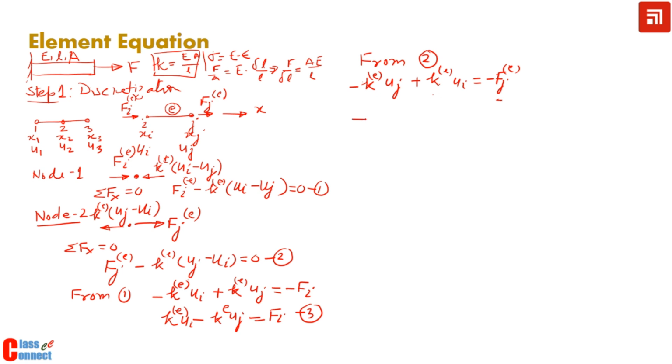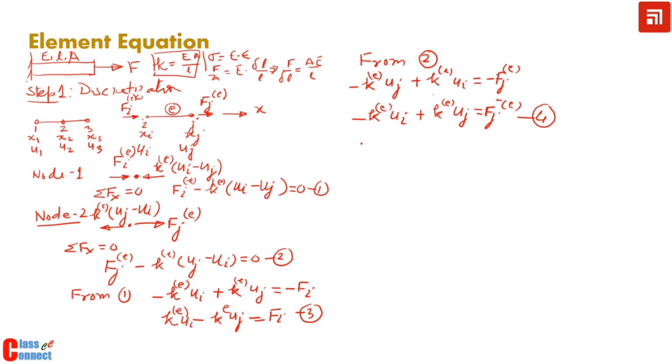So we get minus ke ui, so this minus sign makes this minus, then this is plus ke uj, that is equal to fj for the eth element. Now we have two equations, equation number 3 and equation number 4.